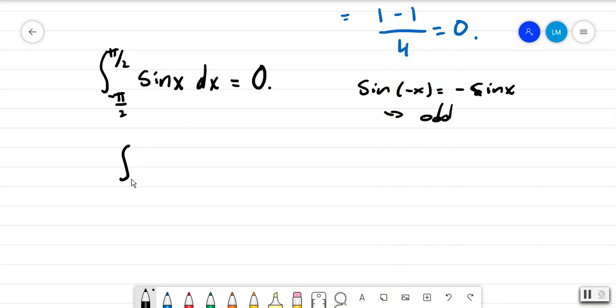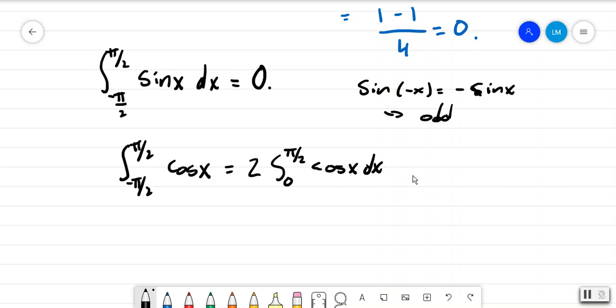But then if I look at the integral from negative pi over 2 to pi over 2 of cosine of x, this is going to be equal to 2 times the integral from 0 to pi over 2 of cosine of x dx, which is equal to 2 sine x from 0 to pi over 2. That basically means that the area is going to be 2 units squared.